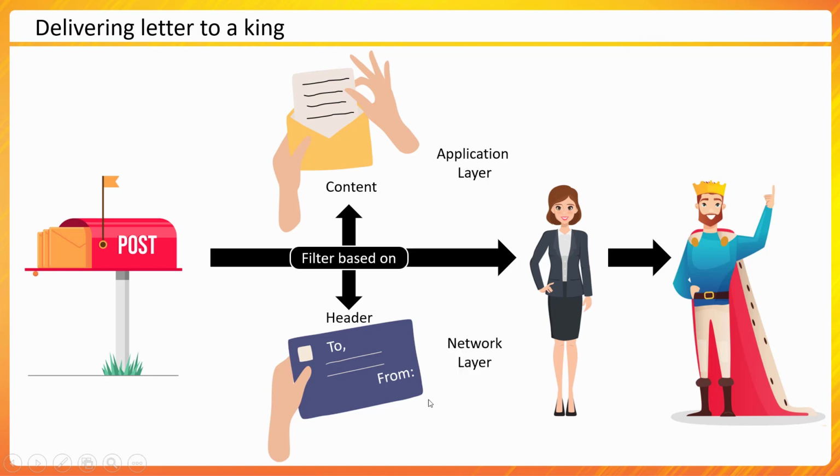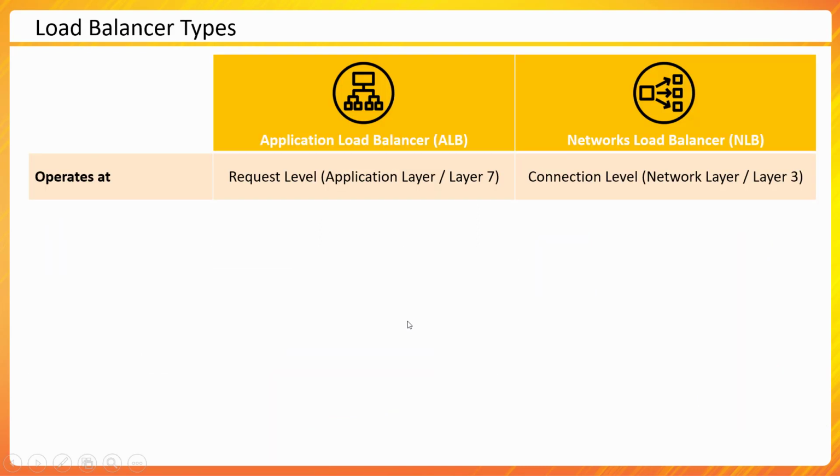And here the bottom one, the header, is network layer load balancing. So I hope this thing is clear. An application layer is considered layer 7 in the OSI model. Network layer is considered layer 3 in the OSI model, and that's why load balancers are also referred to with that information.